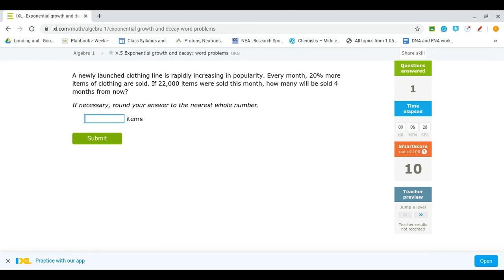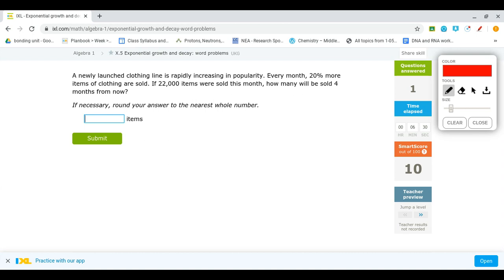Okay, taking a look at this problem. The first thing that we have to do is determine whether we have exponential growth or exponential decay. It says every month 20% more items. More items means that it's growing. So we need exponential growth.